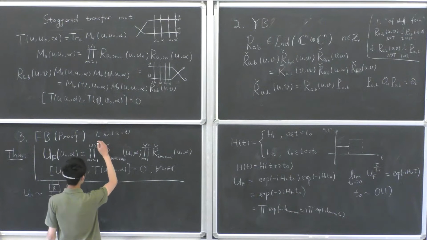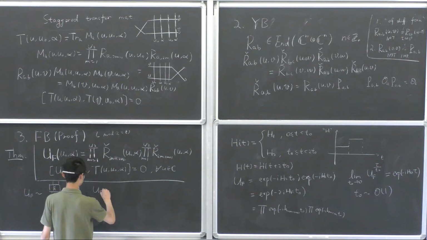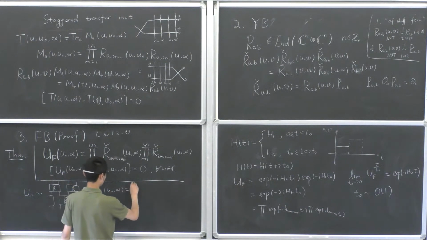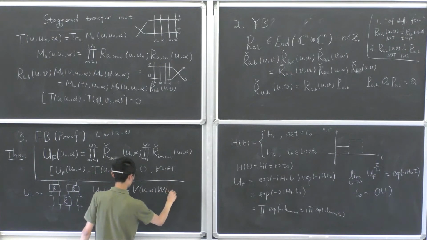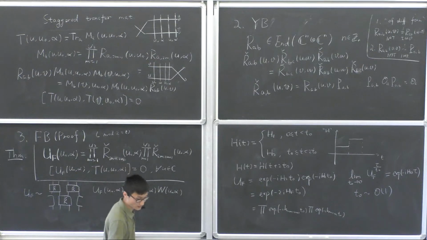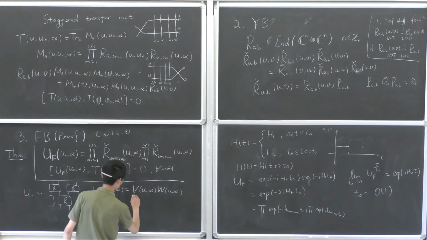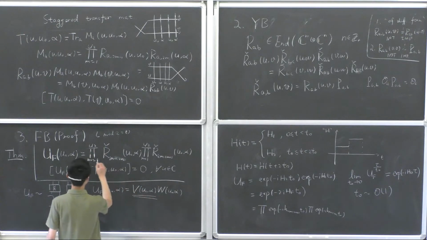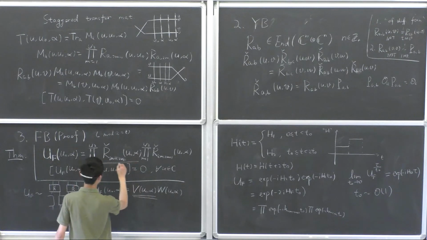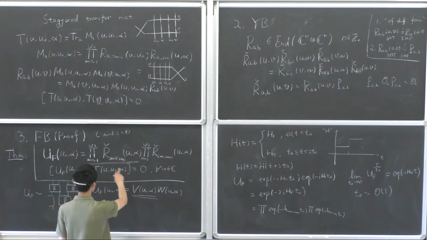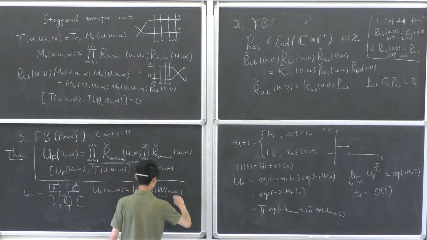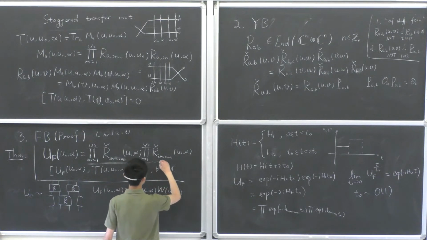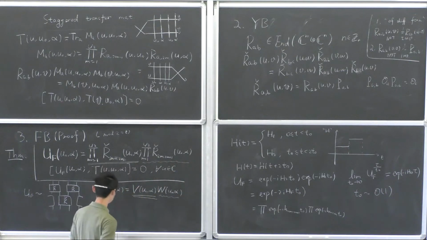Also, I would define, let's say, UF as V multiplied by W, where basically this V here is just the product of all the, let's say, odd terms, starting with odd. And then this W here is a product of all the even ones.